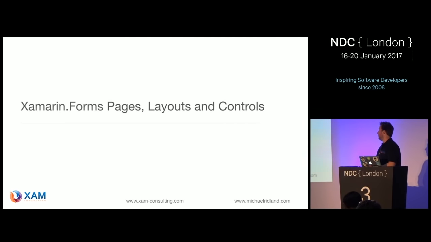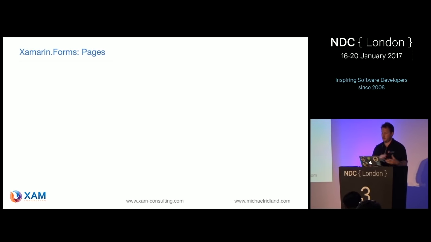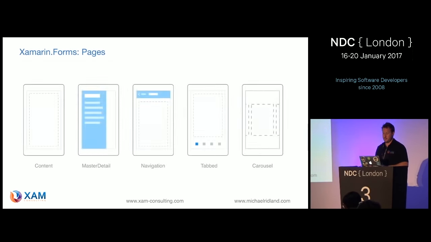So I'm just going to talk about Xamarin.Forms pages, layouts and controls. So this is kind of going back to basics of Xamarin.Forms. Every time you have a Xamarin.Forms application, whenever you want to show something, you're always going to have a content view. So anytime you have any view on the screen, it's probably going to be inside a content view. And then obviously here you've got a master detail, so that's your flyout menu from the left-hand side. And then also the tabbed page here, so that's your tabs at the bottom.